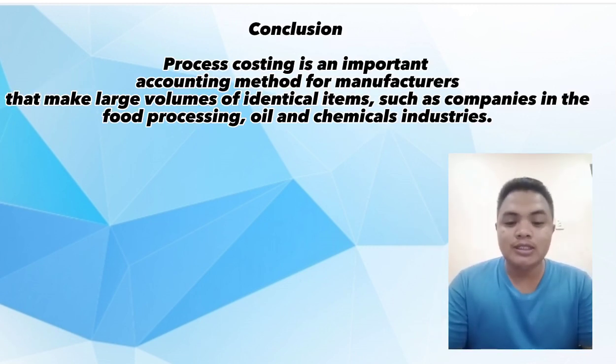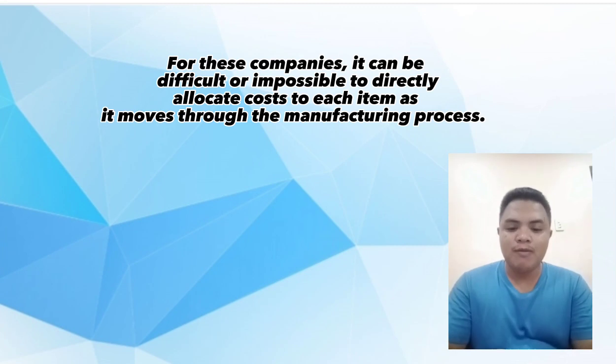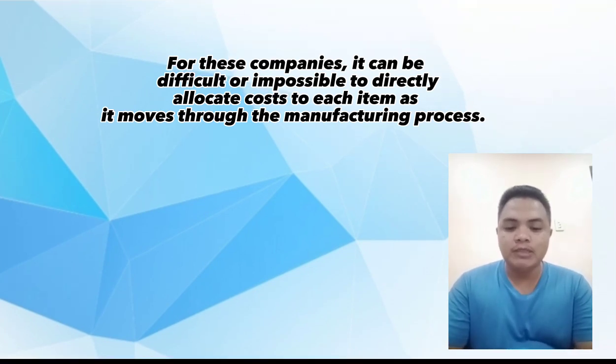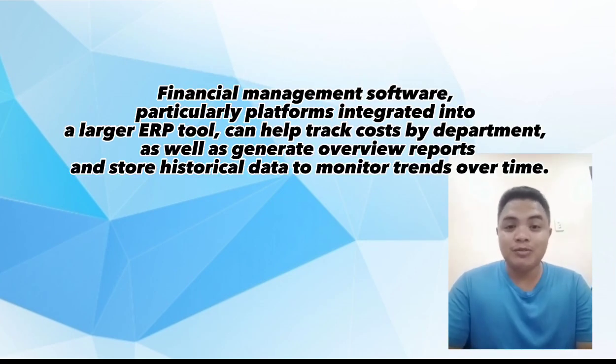Conclusion: process costing is an important accounting method for manufacturers that make large volumes of identical items, such as companies in the food processing, oil and chemicals industries. For these companies, it can be difficult or impossible to directly allocate cost to each item as it moves through the manufacturing process. Financial management software, particularly platforms integrated into a larger ERP tool, can help track costs by department as well as generate overview reports and store historical data to monitor trends over time.